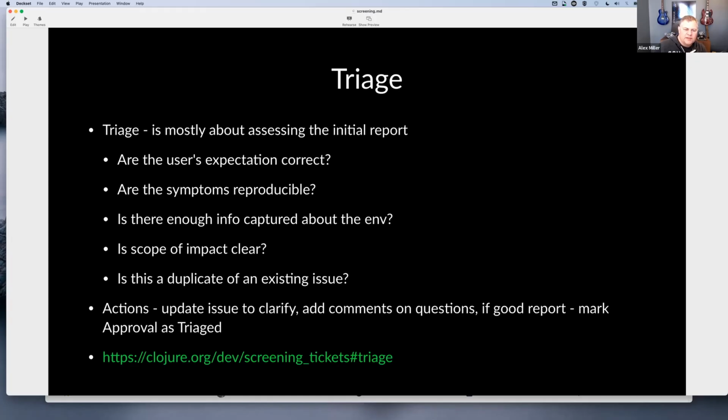So as far as processes go, I want to talk about triage, vetting, and screening. And all of these have more words on this screening tickets page, which covers all three of these processes. There's really a lot of overlap, so I put them all on the same page. So triage is really about taking new reports and making them into good reports.